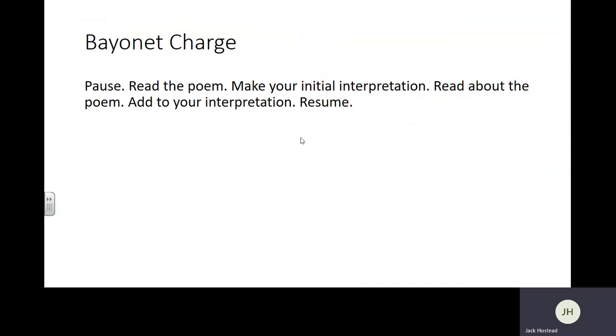Okay, so today's poem is Bayonet Charge. So first thing I need you to do is pause again the video here, read the poem, and make your initial interpretation. So what do you think it's about? What's the meaning? What's going on in it? And then please read about the poem. Use the internet, use Google, take other people's interpretations, and almost teach yourself the poem to a certain degree. So you're adding things to your interpretation, and that will help you explore alternatives when you're writing. So pause here. Once you've done that, you can carry on.